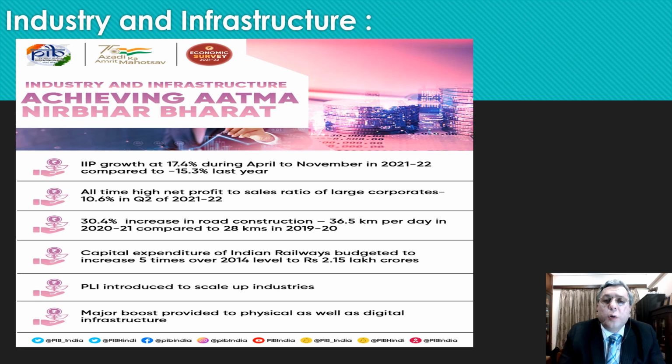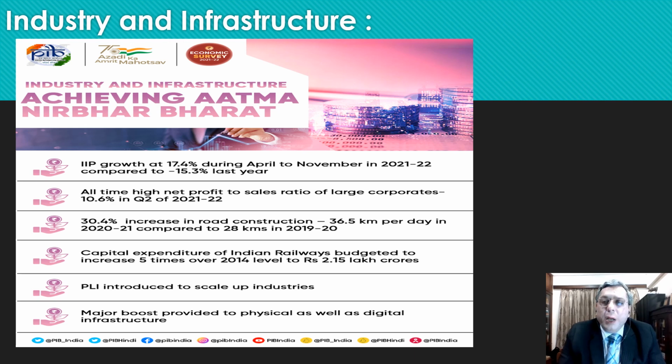30% increase in road construction, from about 28 kilometers per day of highway construction that we used to do, it has reached 36 kilometers per day in 2021. So despite the COVID, the infrastructure focus kept on, and it's very commendable that this kind of infrastructure is being created. Capital expenditure of Indian Railways is budgeted to increase 5 times over the 2014 level to 2.5 lakh crores. So this is just the Indian Railways. Overall in the economy also, it's a multiple times growth.